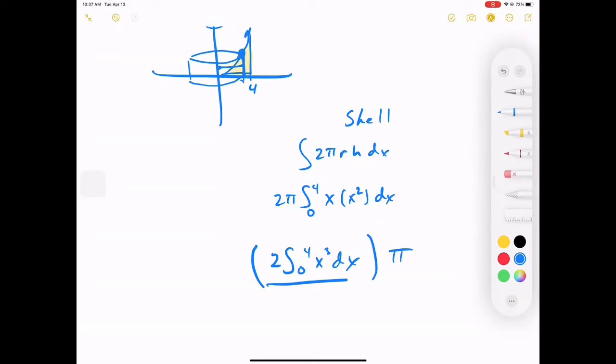Mister, why is the radius x again? Why the radius x? Okay, so the radius of the cylinder, let me show you the cylinder here, is from the axis of rotation to wherever our cylinder's at, right? That's our R value. Okay?